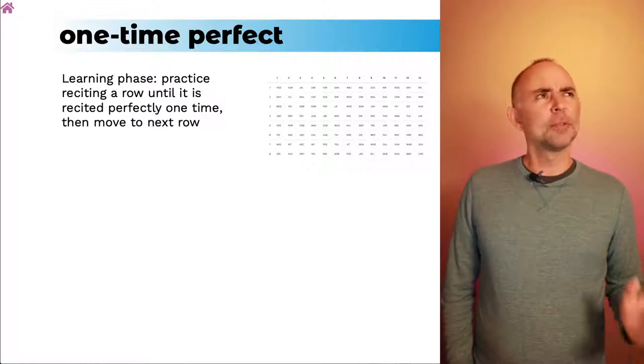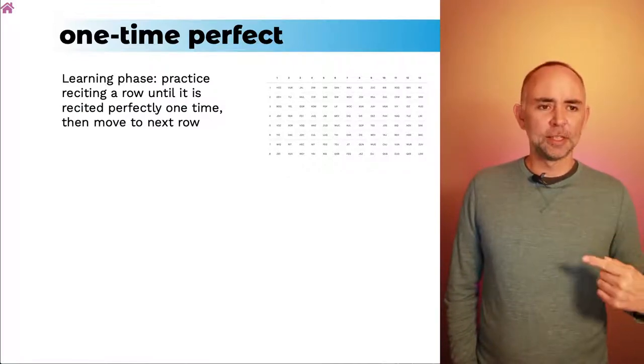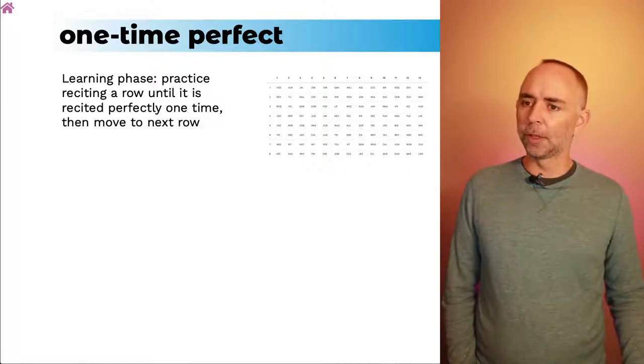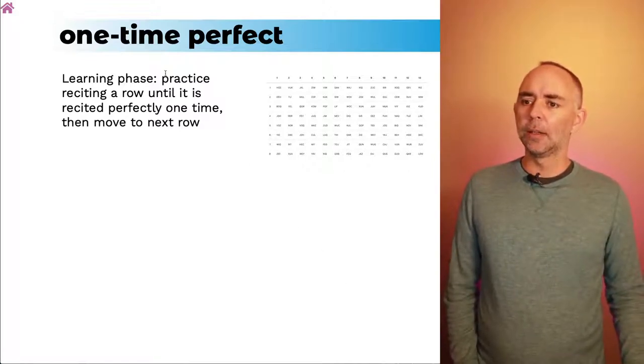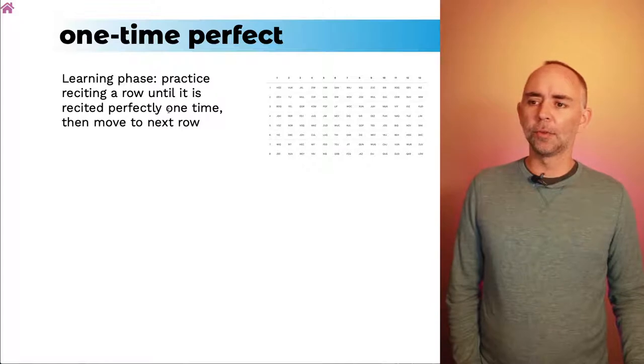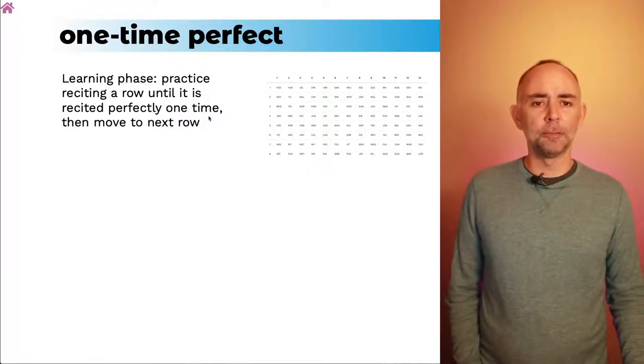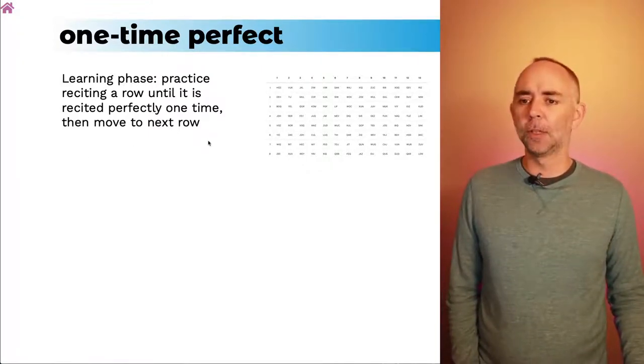And I think it was one or two of the authors who did single subject research. So they also did this task on themselves a whole bunch of times. And what they did was practice reciting a row here until they could recite it perfectly one time from memory. And then they moved on to the next row.